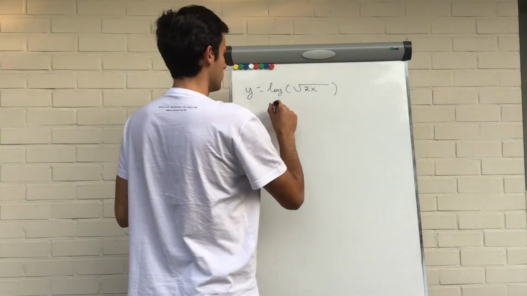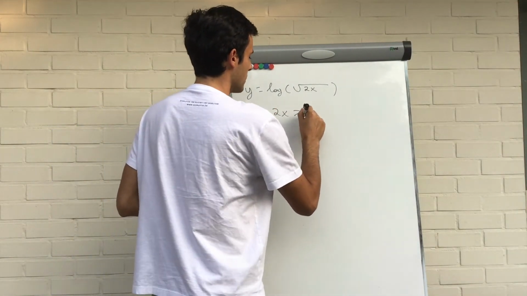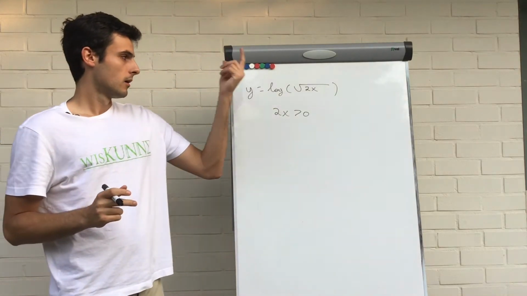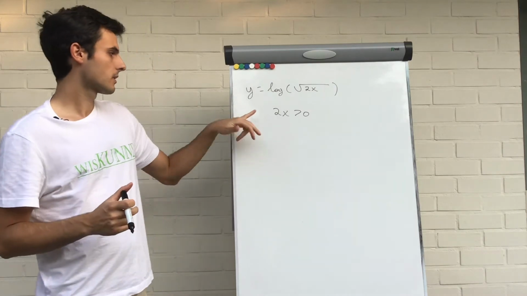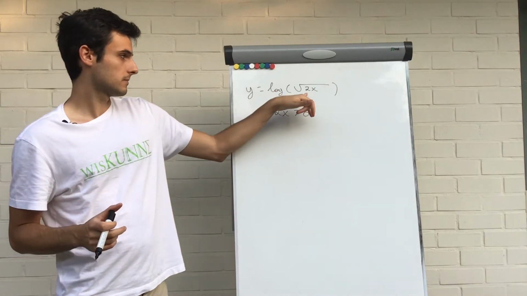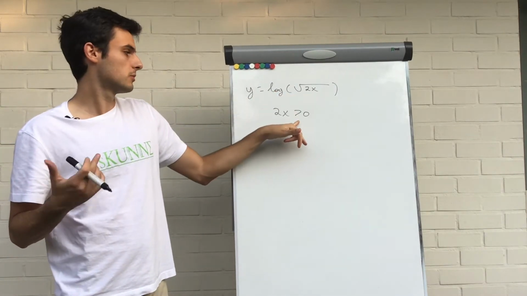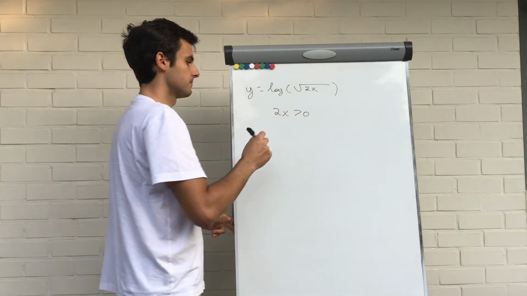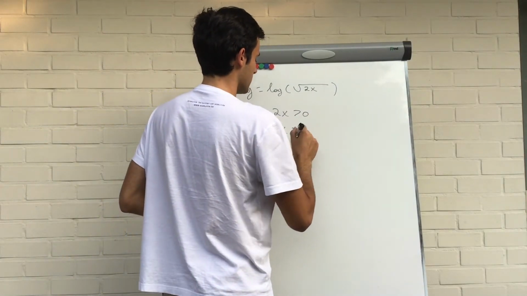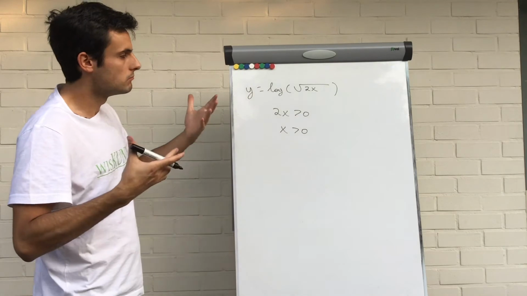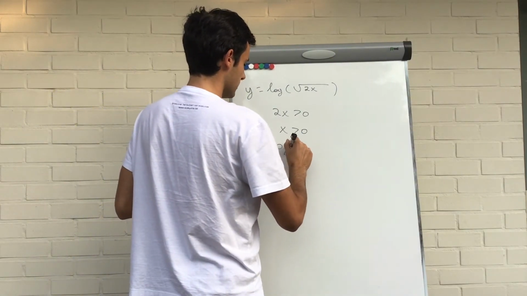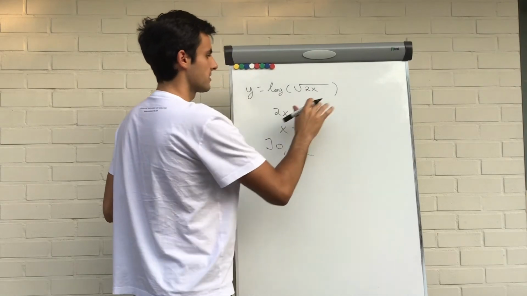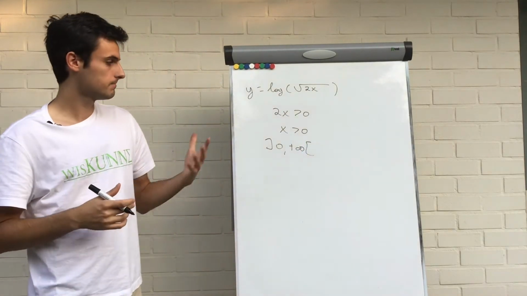So we know 2x must be greater than 0. The square root tells us it must be greater than or equal to 0, but the logarithm says that this may not be equal to 0, so it becomes greater than. So x must be greater than 0. So an easy solution, it's (0, plus infinity). So this exercise looks difficult, but it's quite easy.